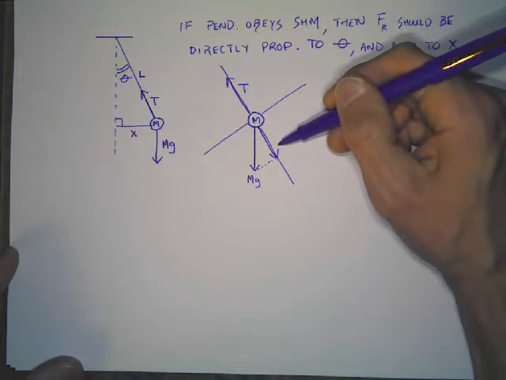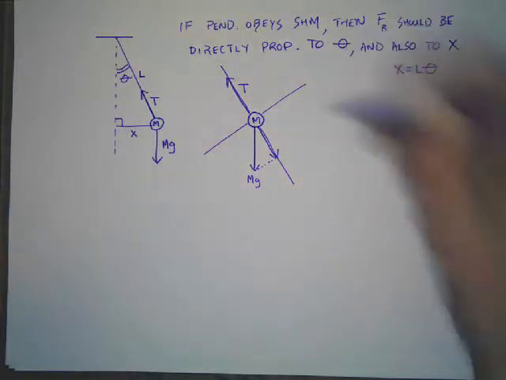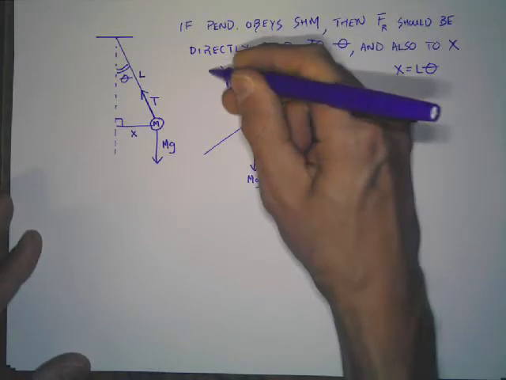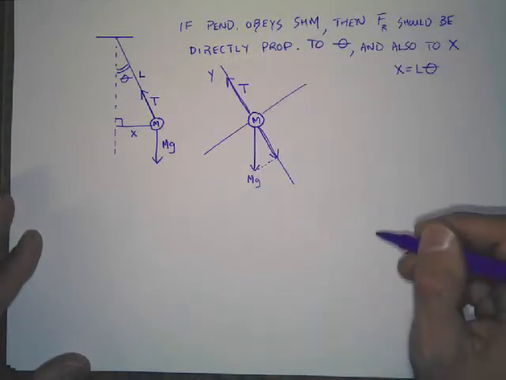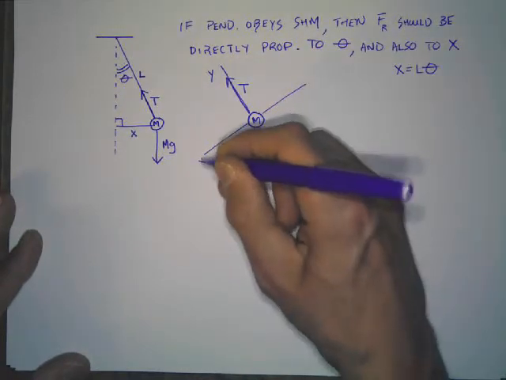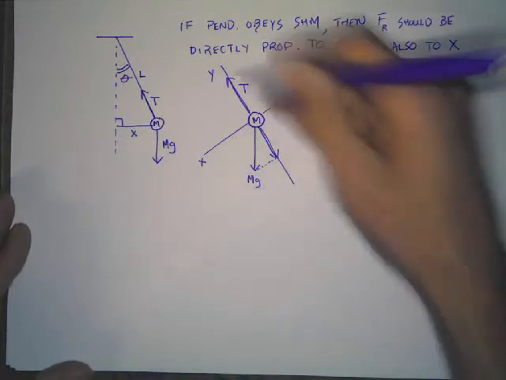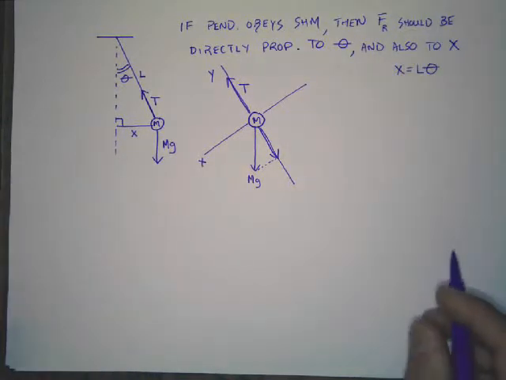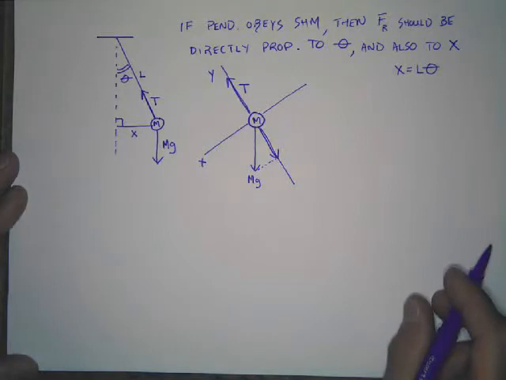So let's call this tilted axis our y-axis here, and our x-axis can go this way. So in the y direction, the forces have to cancel, okay? And that's something that we can totally count on.